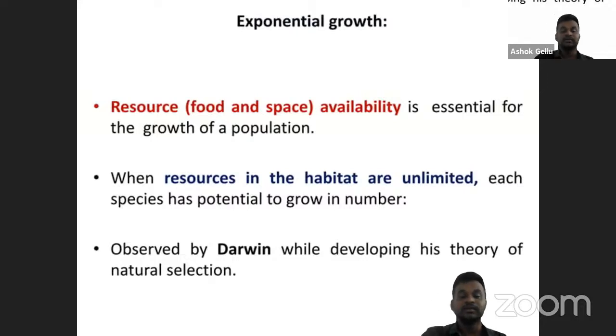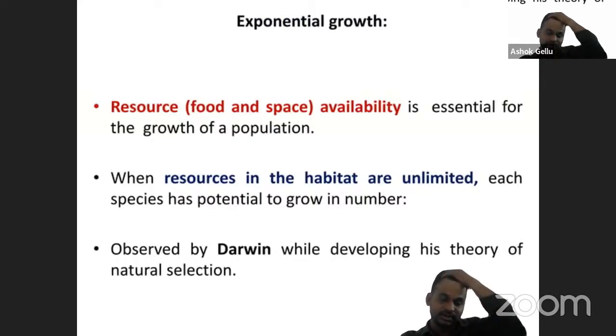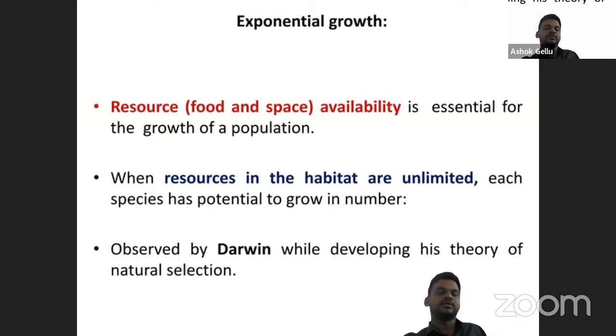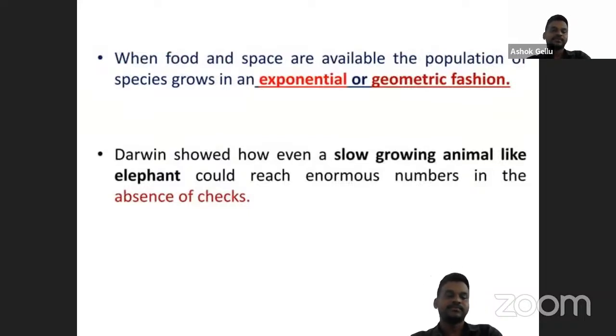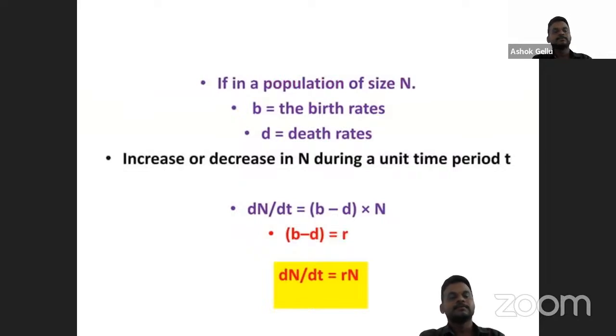This was observed by Darwin while developing his theory of natural selection. When food and space are available, the population of a species grows in an exponential or geometric fashion. Darwin showed how even a slow-growing animal like the elephant could reach an enormous number in the absence of checks. This is the increase or decrease during the unit time period.